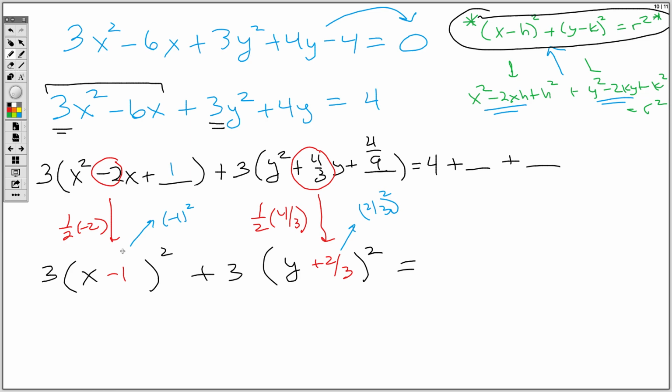And once again, if you took the time and FOILed out x minus 1 quantity squared, you will get x squared minus 2x plus 1. If you took the time to FOIL out y plus 2/3 quantity squared, you'd get y squared plus 4/3 y plus 4/9. So at some point in algebra 2 or whatever, you've seen completing the square, but if it's been a while, that's the step-by-step there.